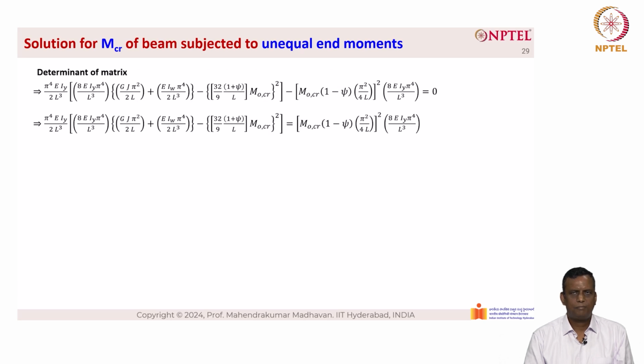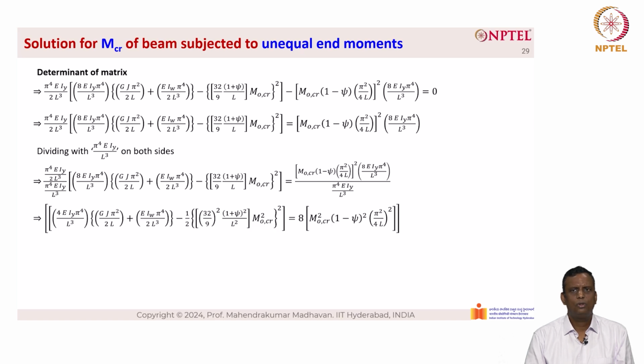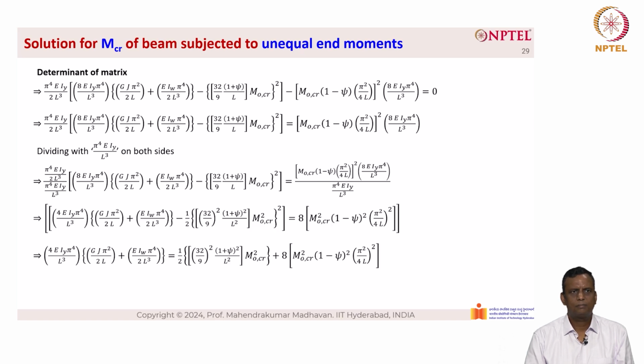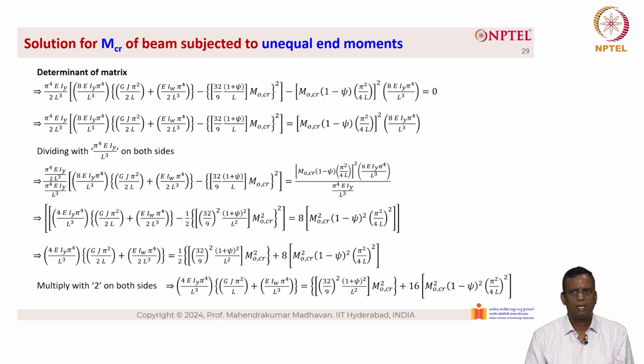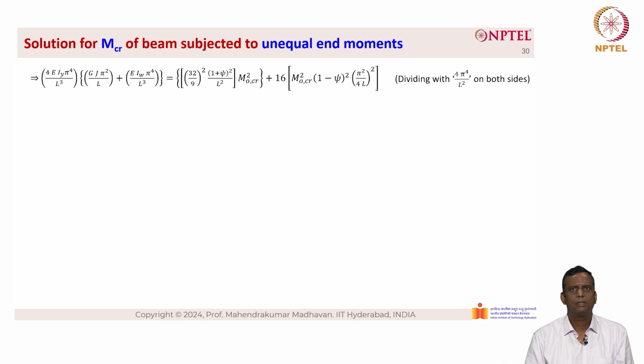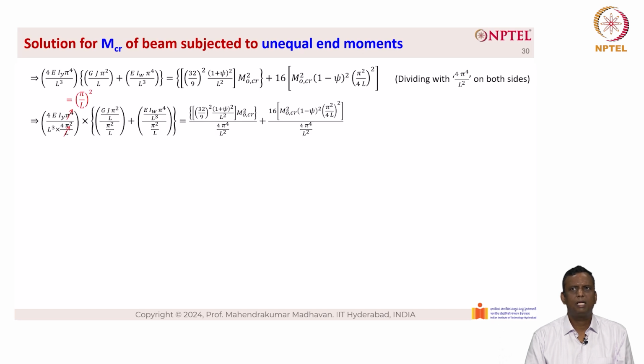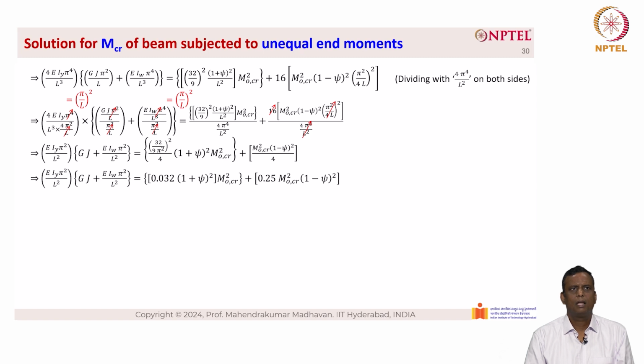Again, this can be further expanded, and we simplify this further by doing a lot of algebraic manipulation. So here we are dividing with pi power 4 EIy by L cube on both sides. When we do so, we get a much simplified equation. As you can see here, now we multiply by 2 on both sides. We get another simplified equation. We can further simplify by dividing with 4 pi power 4 by L square on both sides. We can cancel the terms, and then it leads to much more simplification.